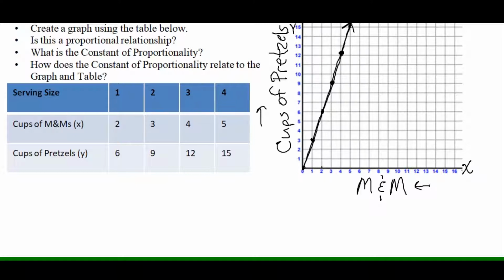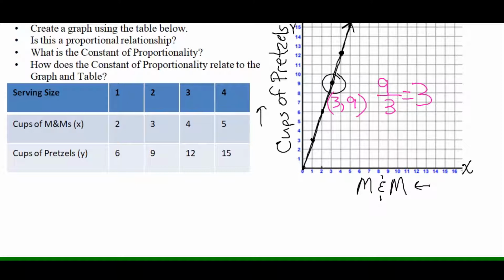To determine a constant of proportionality from a graph, you can take any point on a graph. Let's say this point. We can take any point on a graph and write the ordered pair. In this case, it's 3, 9. And to figure out the constant of proportionality, all you have to do is put y over x. In this case, it's 9 over 3, so that simplifies to 3.